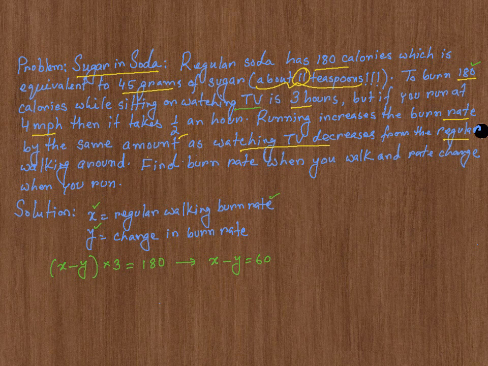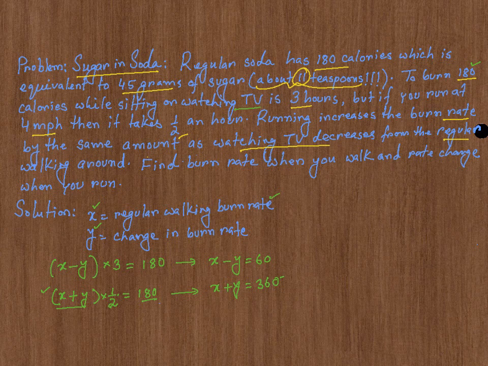Now, on the other hand, when you're running, what happens? You take only half an hour, but your burn rate goes up from regular walking around. That means it goes up by Y, so we need to add Y to X. So (X plus Y) times 1/2 is going to be 180. If I multiply both sides by 2, I get X plus Y is equal to 360. So 180 times 2 is 360, and 2 times 1/2 is just 1, which leaves me with X plus Y.